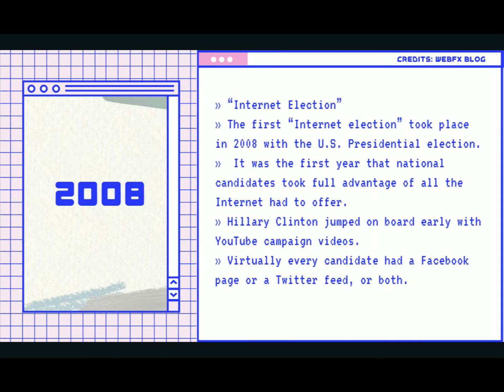2008, Internet Election. The first internet election took place in 2008, the US presidential election. It was the first year that national candidates took full advantage of all the internet had to offer. Hillary Clinton jumped on board early with YouTube campaign videos. Virtually every candidate had a Facebook page or a Twitter feed or both.